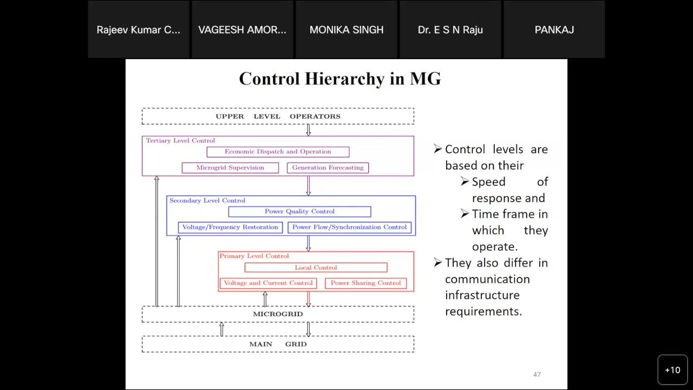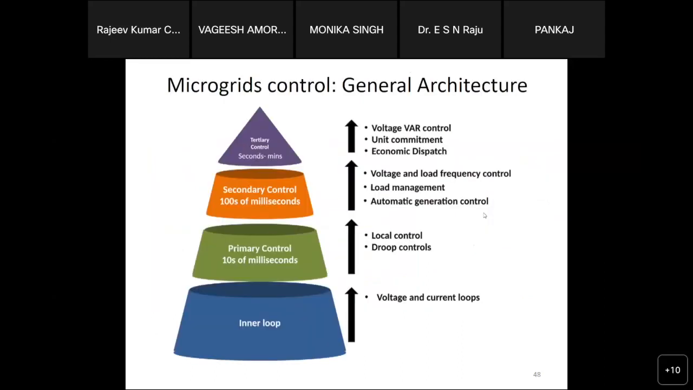So when we see the primary level control, this doesn't require much communication. When we see the secondary level control, it requires a communication infrastructure. When we see the tertiary level control, it requires more communication infrastructure as compared to the secondary level control. Here I am giving the time frame in which they are working. As we can see, primary control will work in the tens of milliseconds, secondary control will work in the hundreds of milliseconds, and tertiary control will work in seconds to minutes.